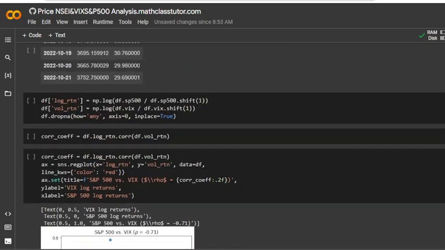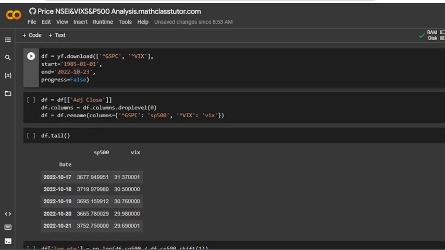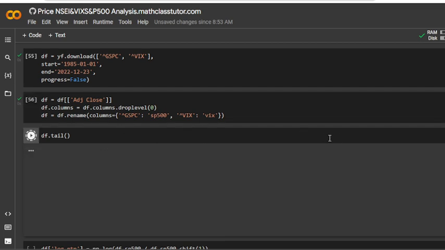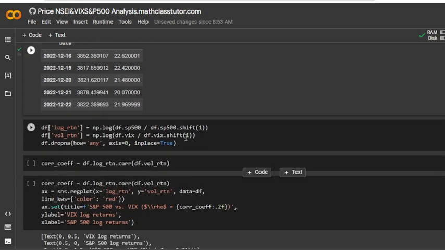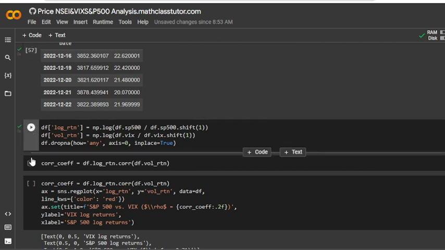We have already discussed this one previously, but today I am going to discuss it still. I am collecting data like this, from 12 December to 23. I'm collecting the adjusted closing price, so we can easily compare between these, and we get the log return and volatility return.